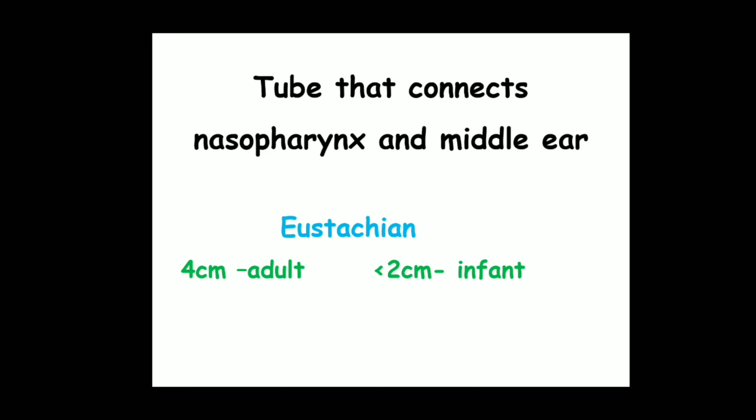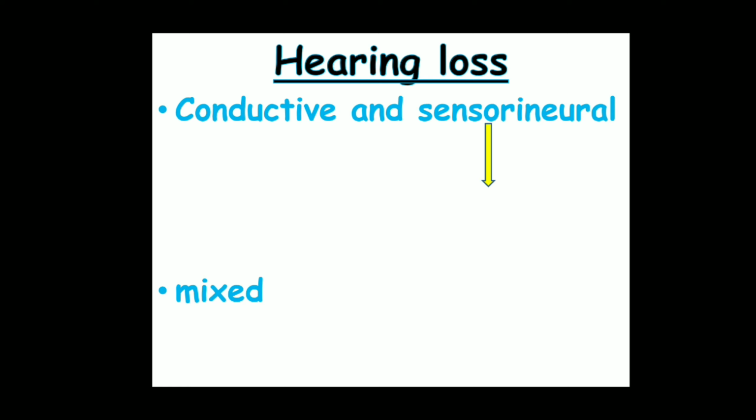Hearing loss. How many types of hearing loss do you know? Mainly there are conductive and sensory neural hearing loss, or mixed hearing loss. So in conductive hearing loss and sensory neural hearing loss, what's happening actually? In sensory neural, it's mainly affecting the cochlea or the auditory nerve. It's all related to your neuron problem. So if the cochlea or the auditory nerve is affected, it's mostly sensory neural.